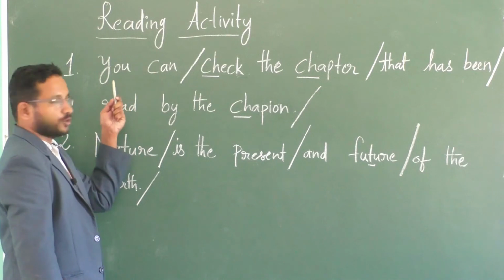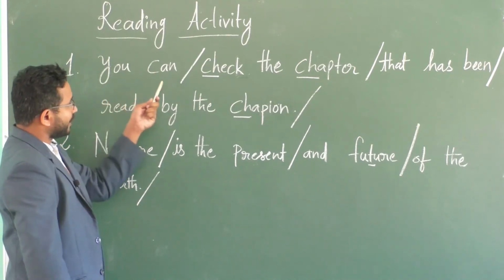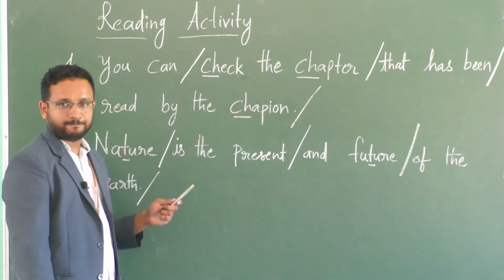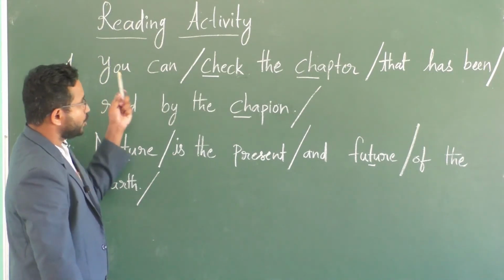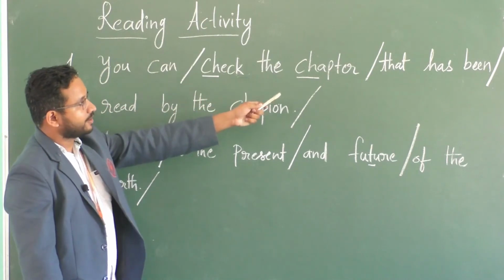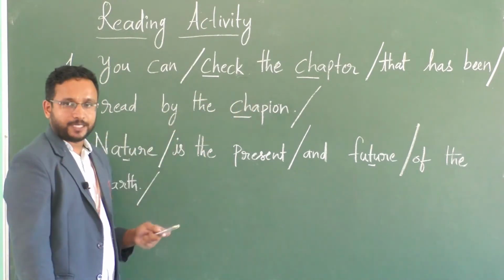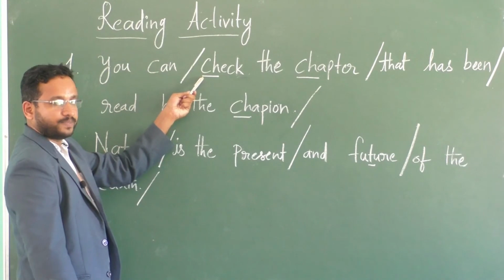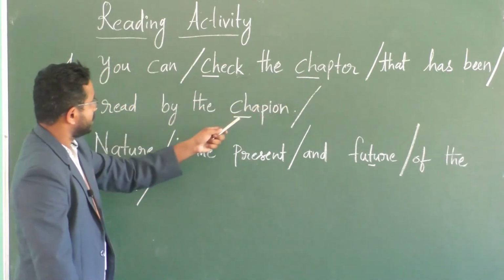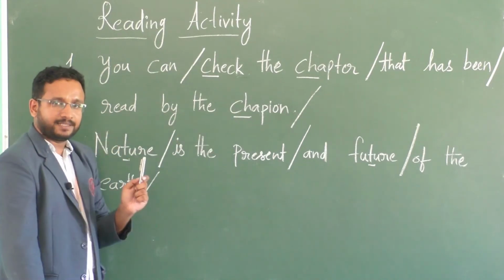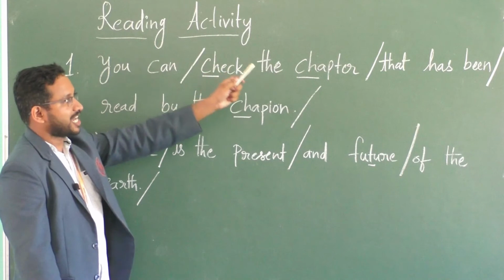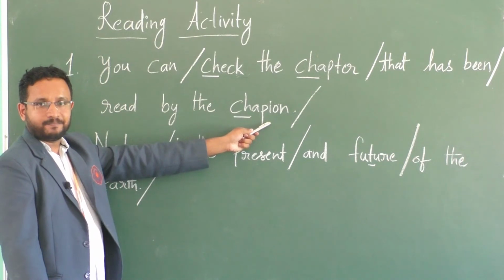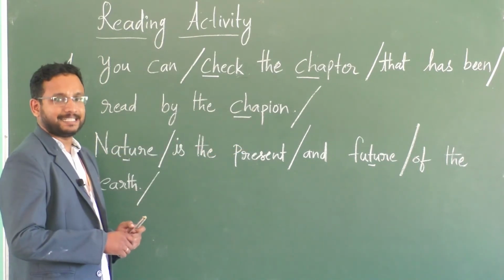So the first sentence: you can check the chapter that has been read by the champion. So once again, you can check the chapter that has been read by the champion. Now, see, I've marked where you have to pronounce the ch sounds. Ch, ch, and ch. So once again, you can check the chapter that has been read by the champion. Clear? Now, let's go with the second sentence.